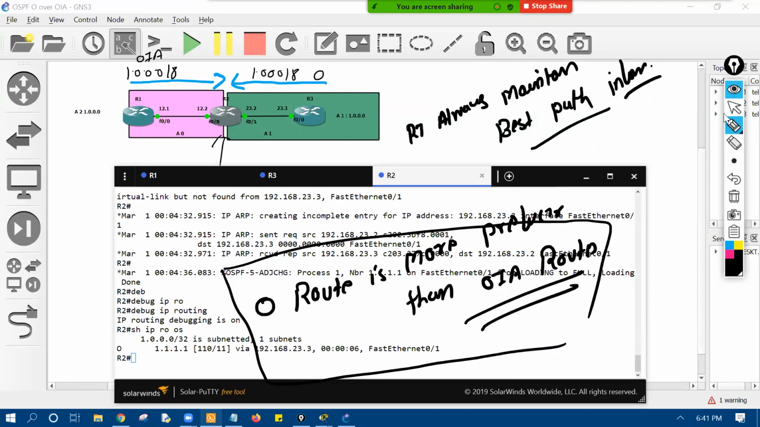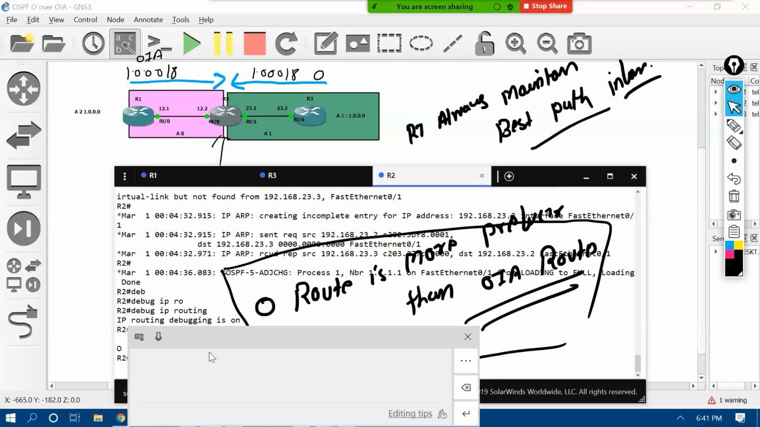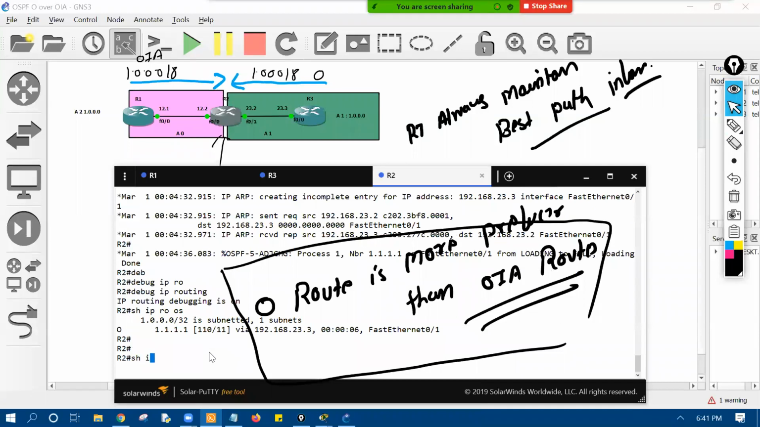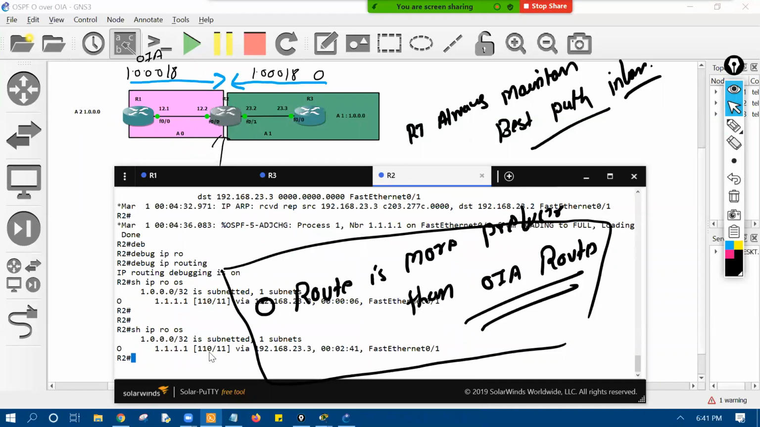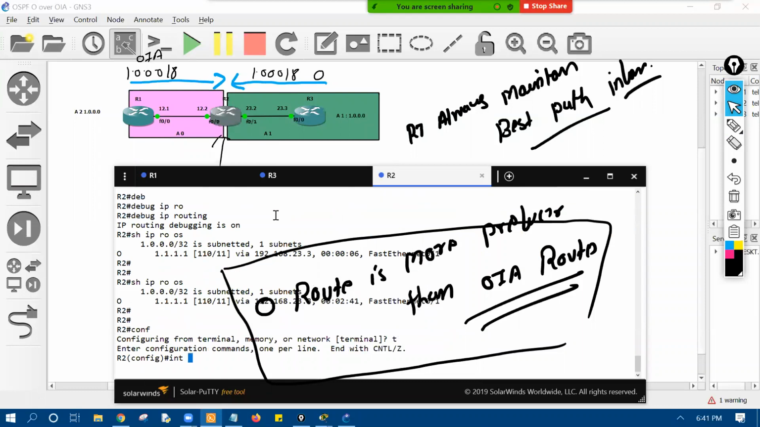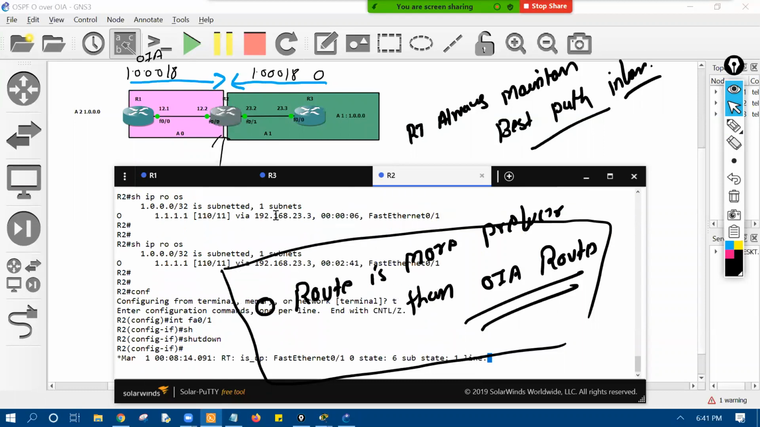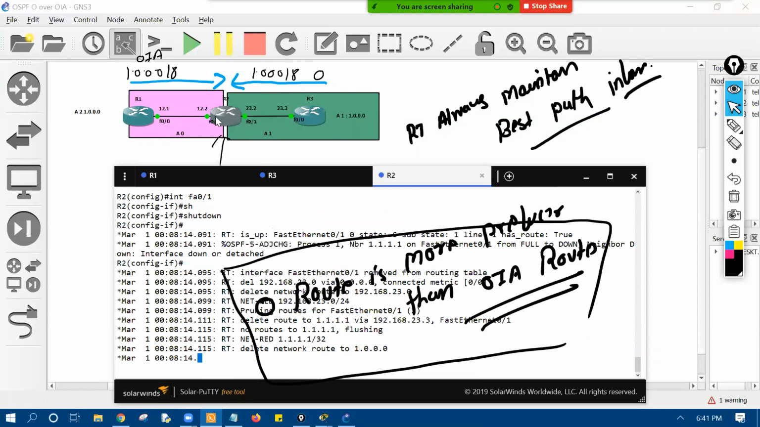Okay, so if you go on R2 right now, what happened? R1 is advertising this route to R2, but R2 is not able to install this information. So in show IP route OSPF, see, it is still an O route. What I can do right now is shut down this interface 0/1. If I shut down this interface, what happened? This route will be preferred now. The OI will be preferred.